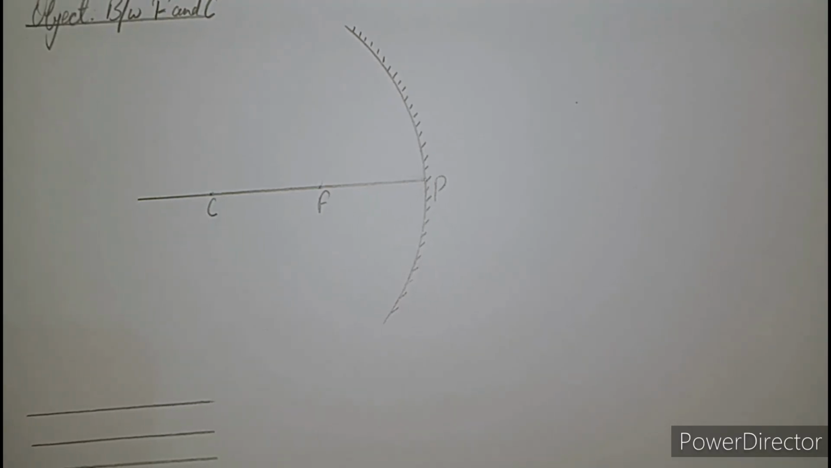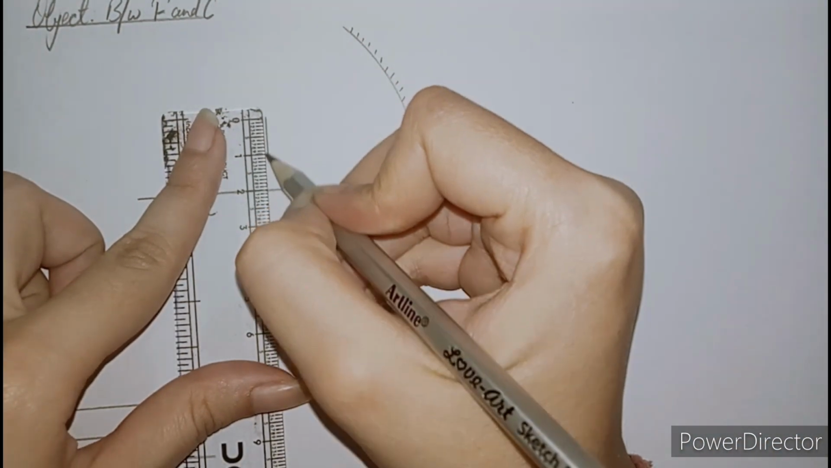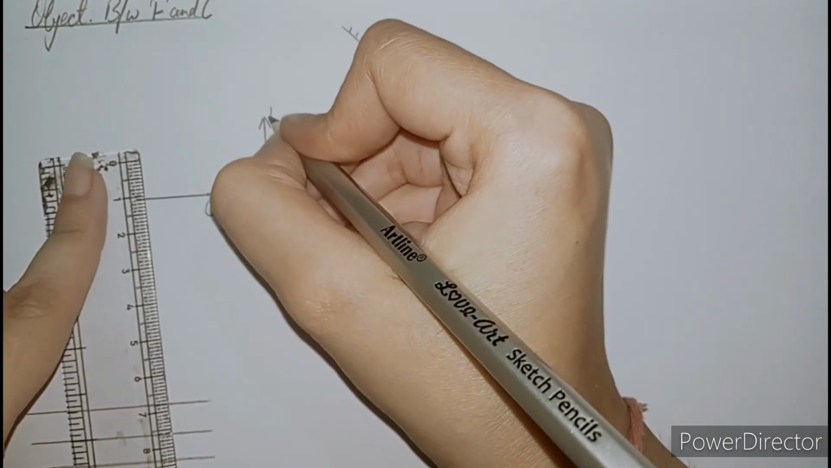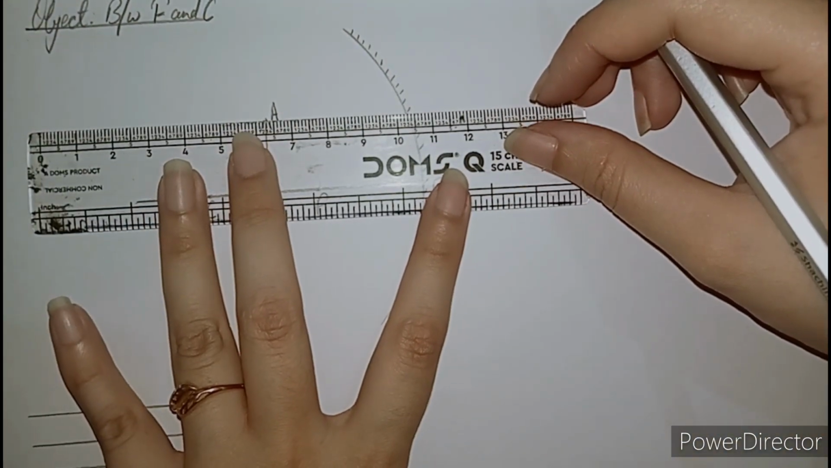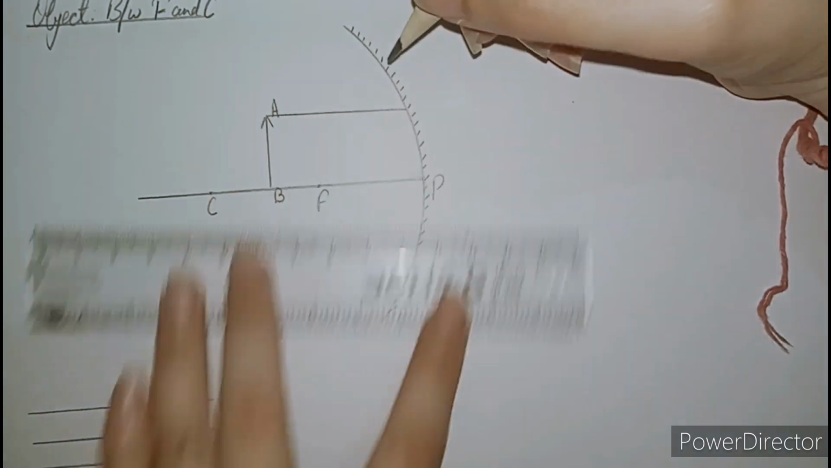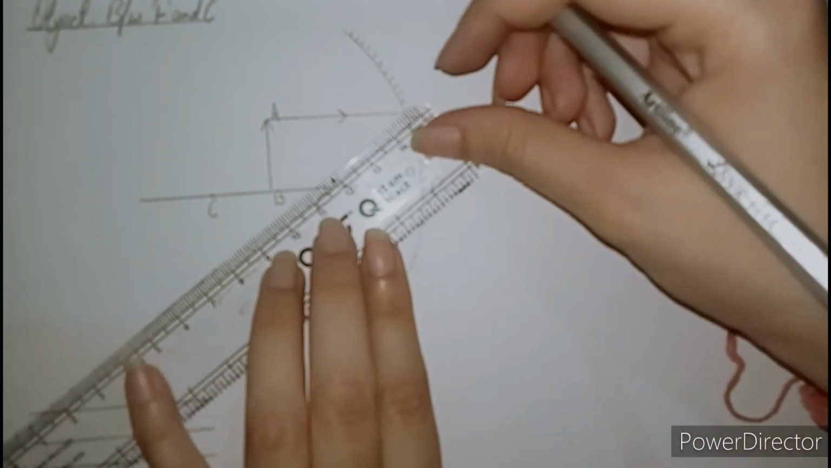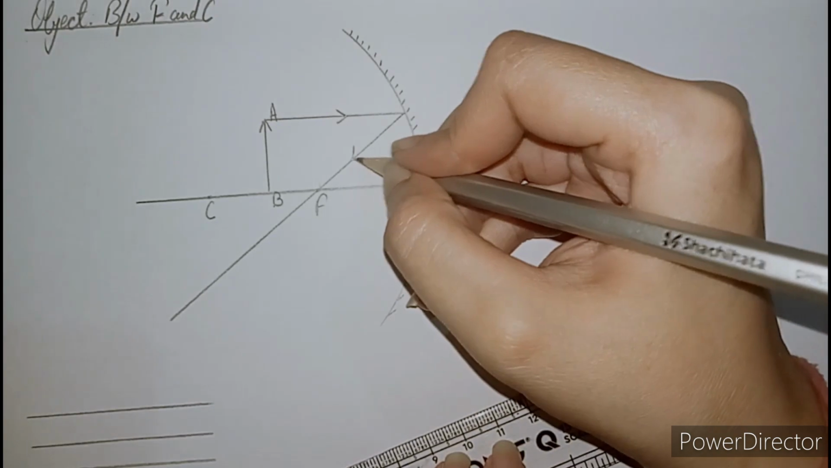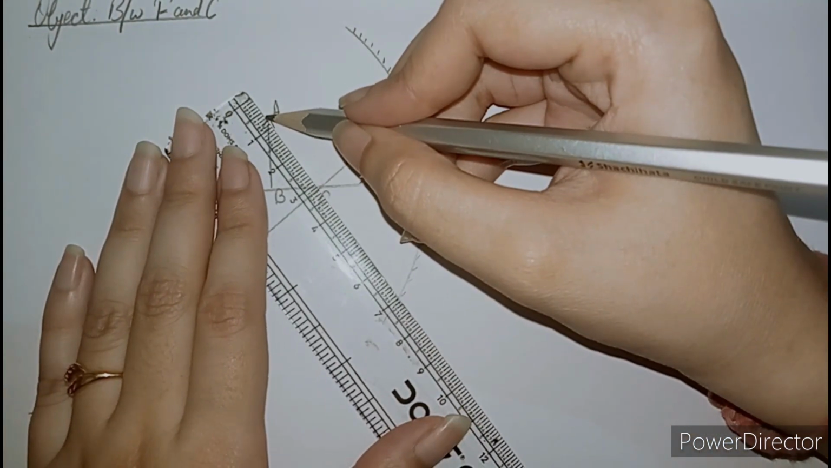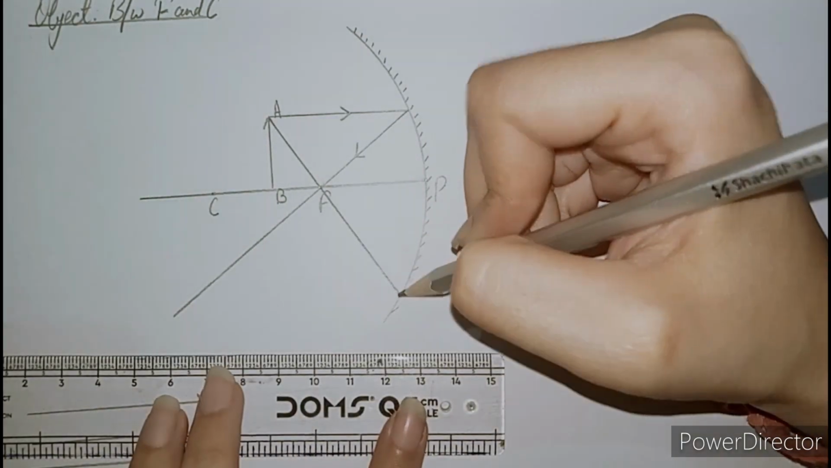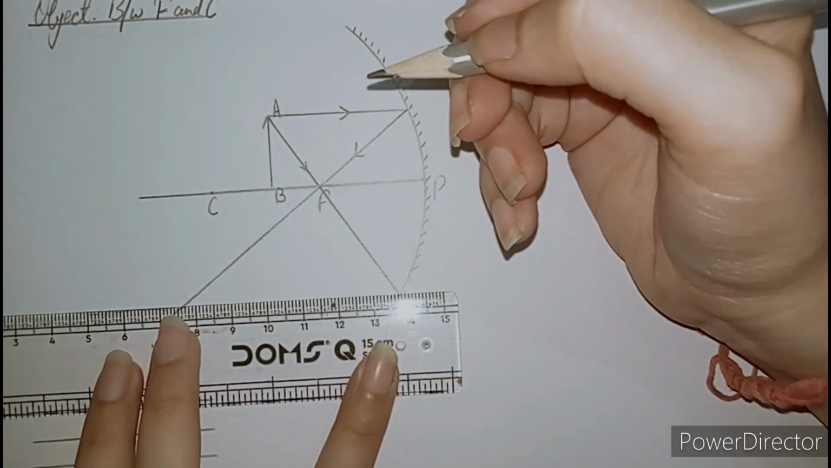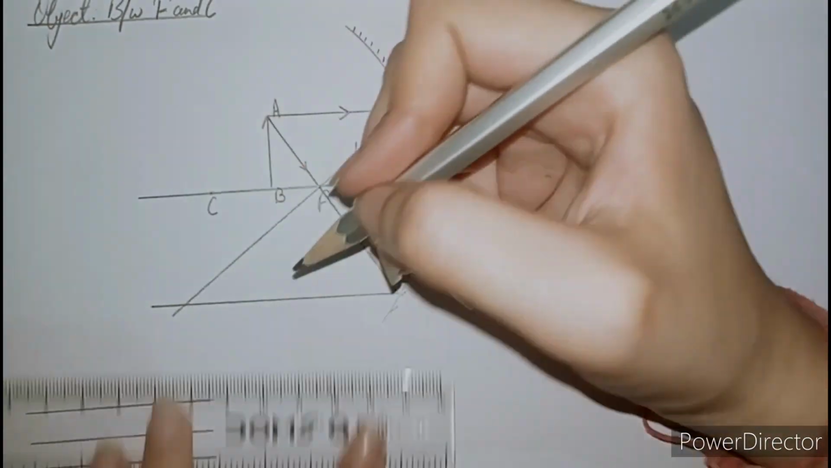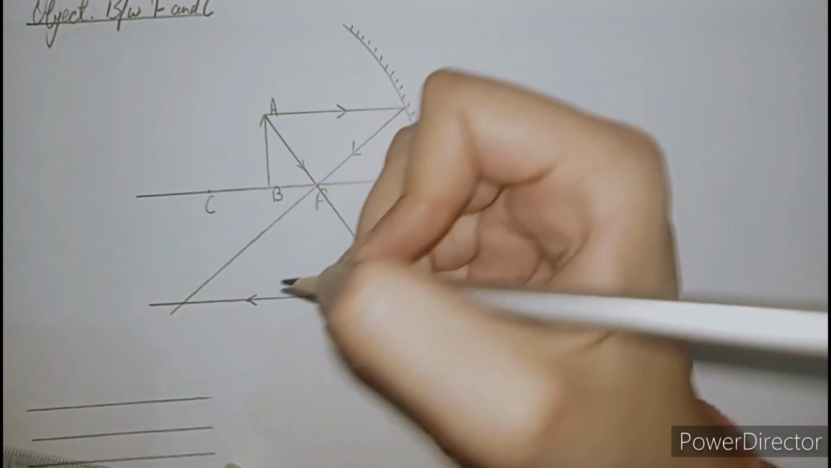So the next ray diagram, moving ahead, is when the object is between F and C. Again, I am taking my object of 2 centimeter, naming it as AB. The rule goes the same. The very first rule, yes: the ray is coming parallel to the principal axis. On striking, it will pass through the focus. The next rule goes like this: the ray passing through the focus, on striking, will go parallel to the principal axis.